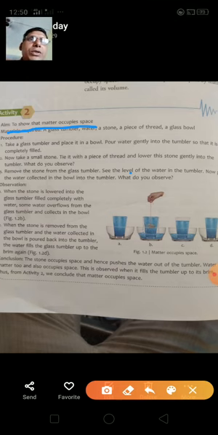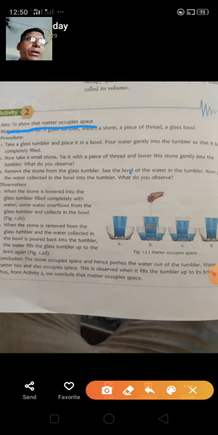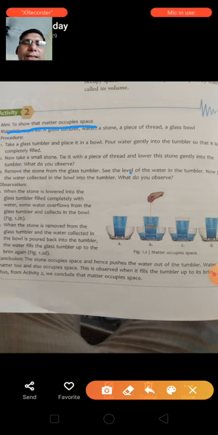And when you remove this stone, the level of water will go down because some amount of water has fallen down. Now again, when you remove the stone from the glass and pour the water back into this glass, the level of water comes to the brim again. It means water, which is a liquid, also occupies space. Thus, this is a simple experiment to prove that matter occupies space.